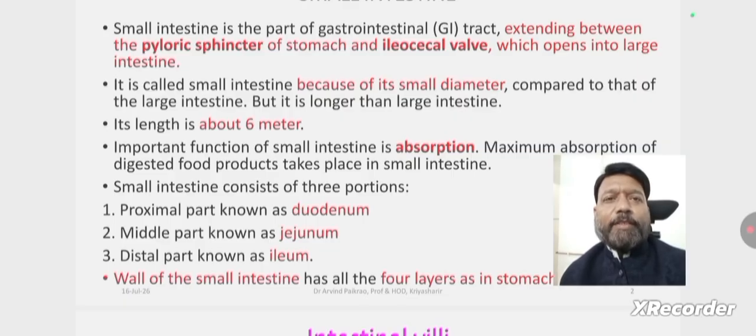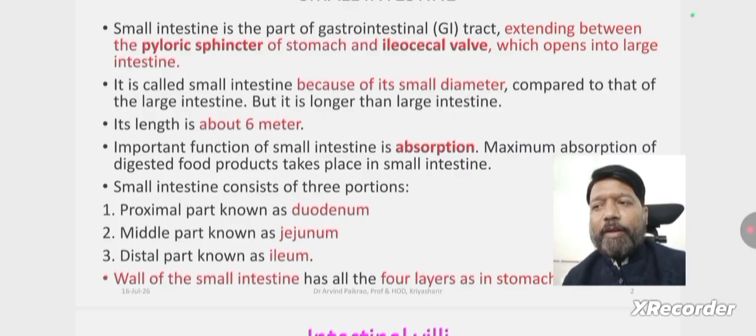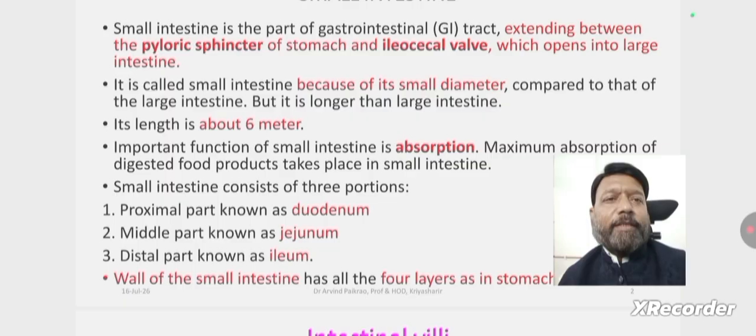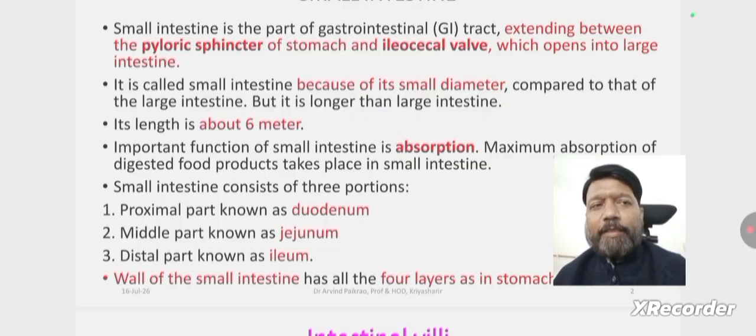large intestine. So why is it called small? Because it has a smaller diameter than the large intestine, and that is the reason it is called a small intestine. But it has a long length of around 6 meters. Small intestine is very long, it has a 6 meter length.